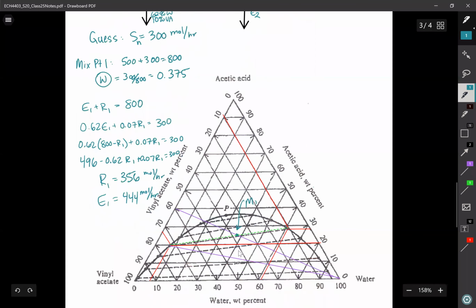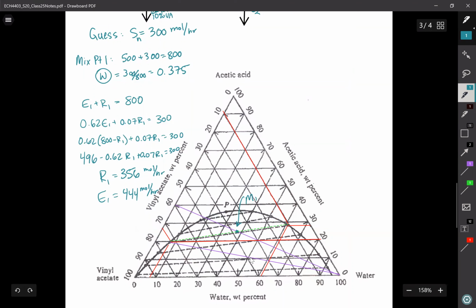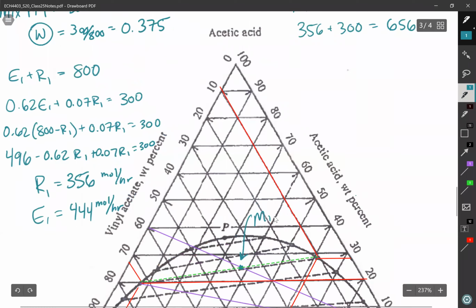The next step is to find where that second mixing point is, and if my next raffinate phase is close to 93%, we'll go ahead and call the problem solved. So I need to find mix point 2. Mix point 2 is 356 plus 300, so the solvent flow rates are still the same, 656, and let's do a water balance.